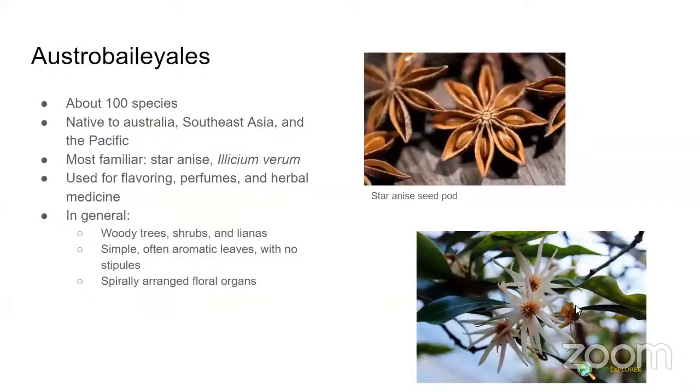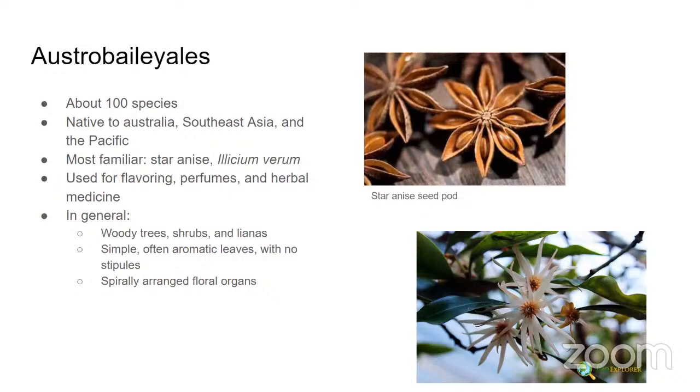Next, we have the Austrobaileyales. There are about 100 species. From our group of the 3 basal angiosperms, most of them fall in this group. In those 3 anagrade plants, there are only about 175 species total. So this is more than half of them.